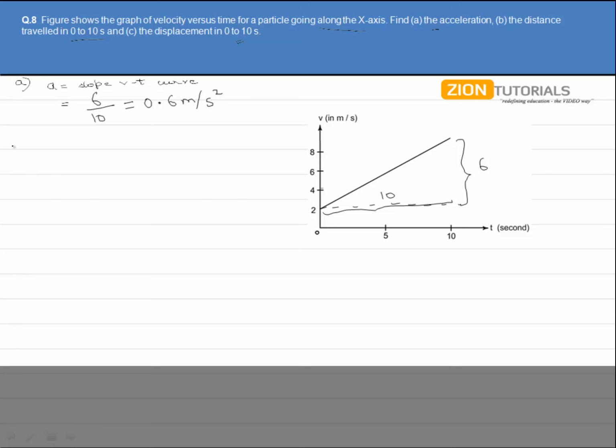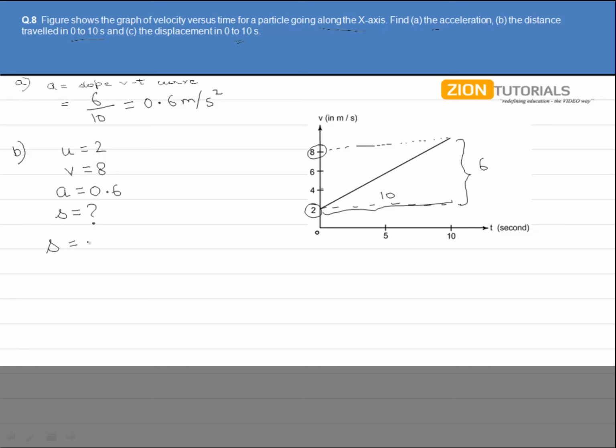Now let us move forward with the second part of this question, in which we need to find out the distance traveled from 0 to 10 seconds. We know that the initial velocity is 2 meter per second from here. The final velocity is 8, which is from here. Acceleration is 0.6, which we found out in part A.